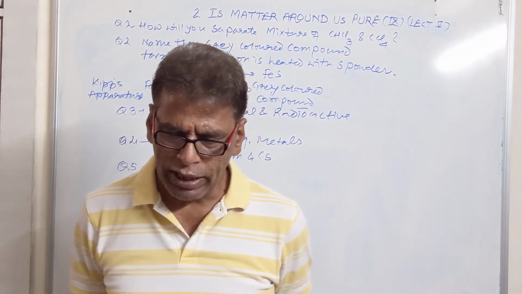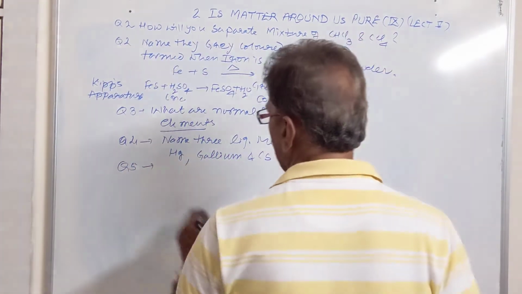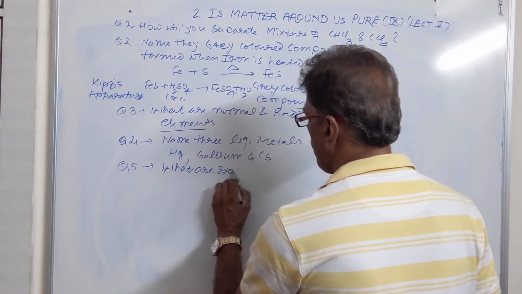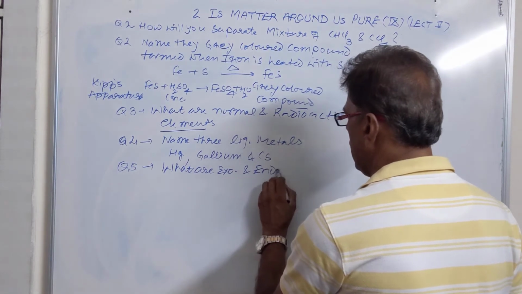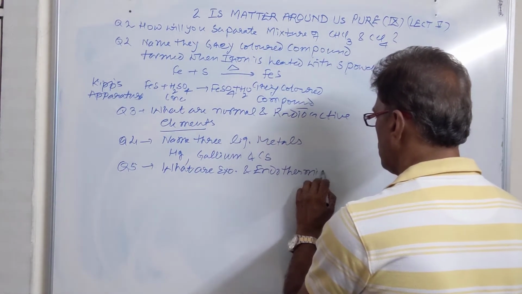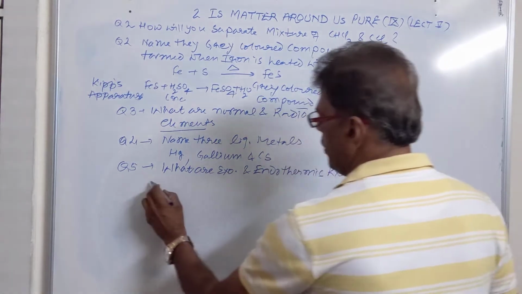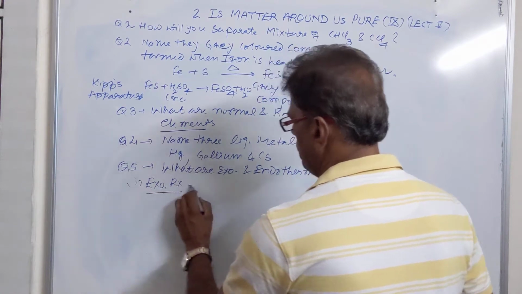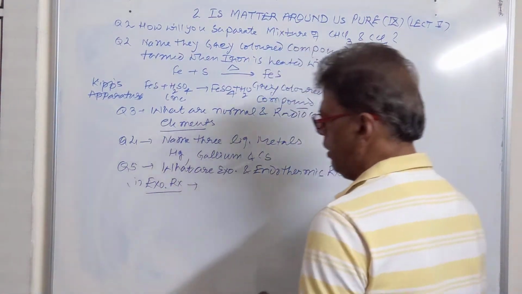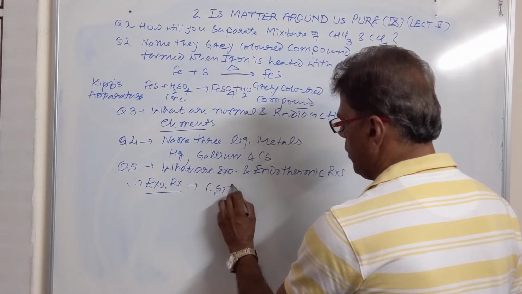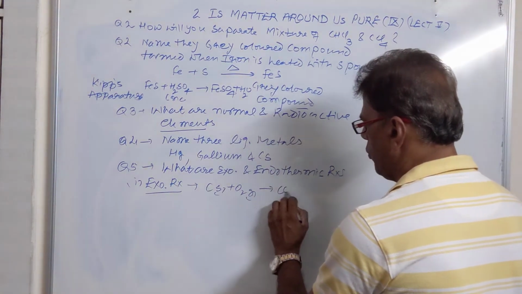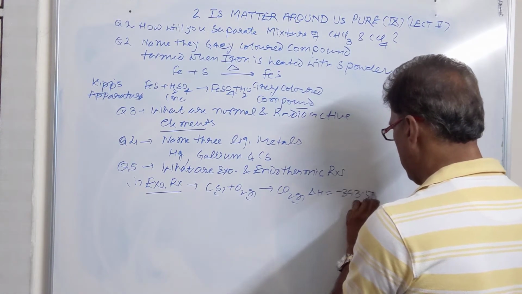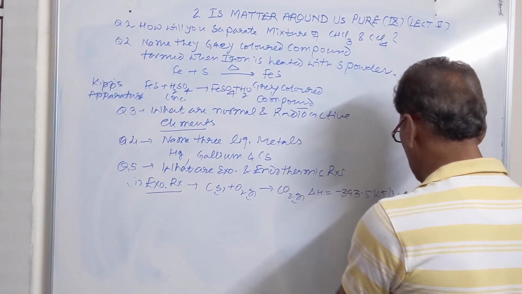Name the exothermic and endothermic reactions. What are exothermic and endothermic reactions? Exothermic reactions are those reactions where heat is produced as they proceed. An example is C solid combining with O2 gas to give CO2 gas. We get delta H of minus 393.5 kilojoule per mole. So this is an exothermic reaction.